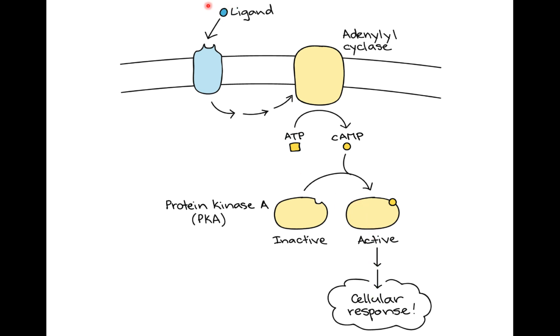So again, the signaling molecule itself doesn't get into the cell, but it does trigger a cascade of events that produces cAMP. cAMP activates other downstream factors that cause a cellular response. This slide is not in the PowerPoint, so if you want to pause it and draw this out right now, I think that might be helpful.